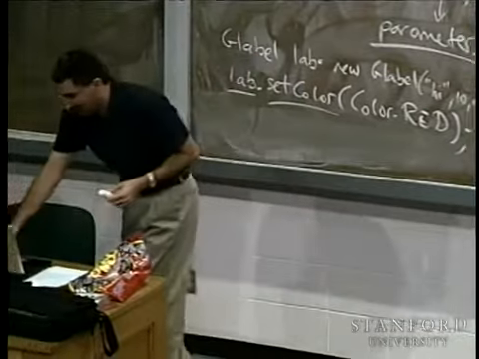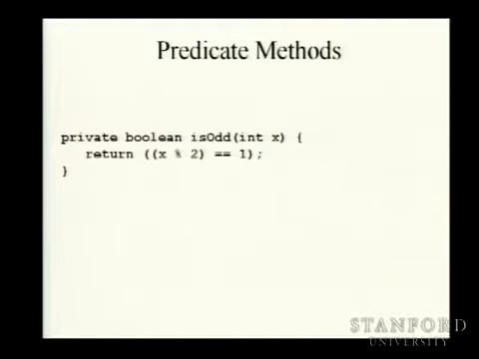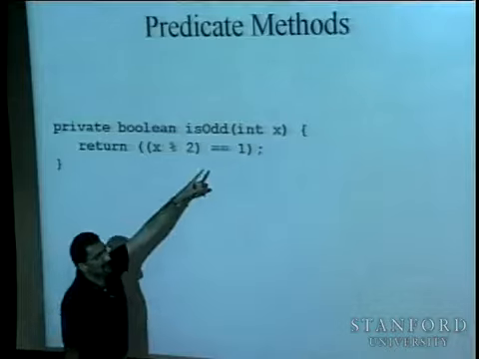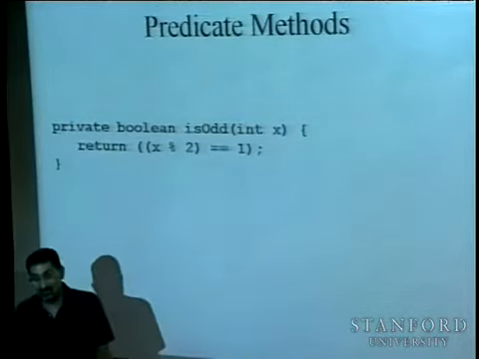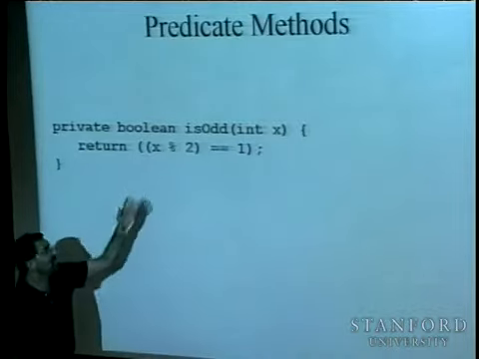Yeah. So here's another one. This is something we refer to as a predicate method. A predicate method is just our fancy computer science-y term for a method that returns a Boolean, right? A method can return any type you want. This one happens to return a Boolean. Private boolean isOdd. What does this do? You give it an integer, it tells you back true or false. Is it odd? The name is pretty self-explanatory.